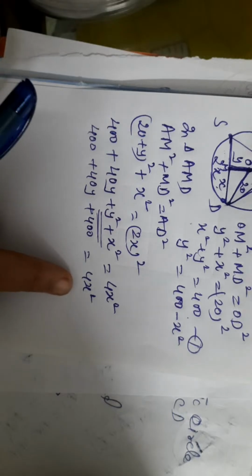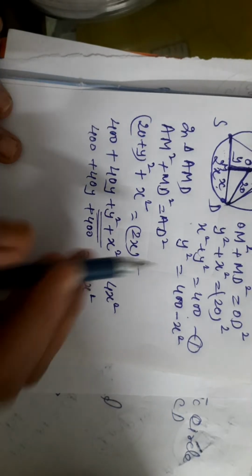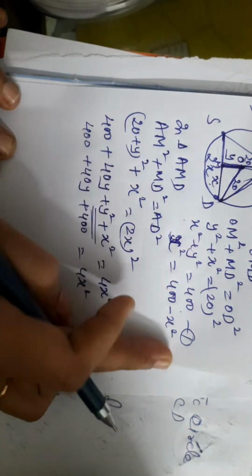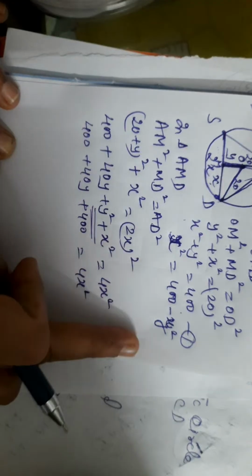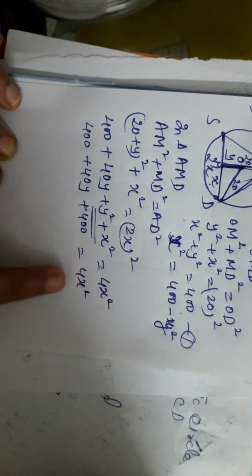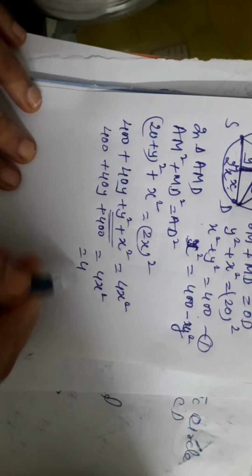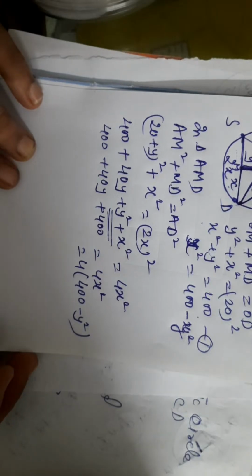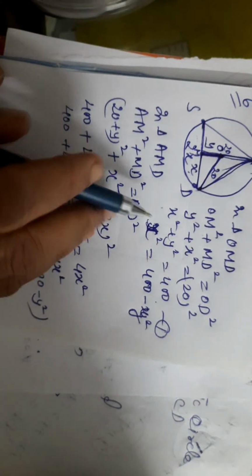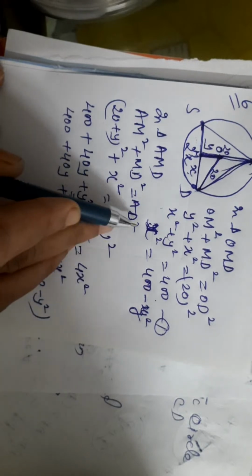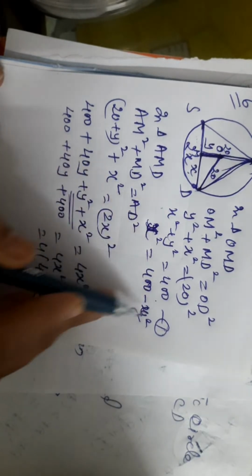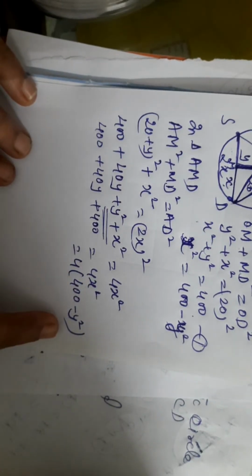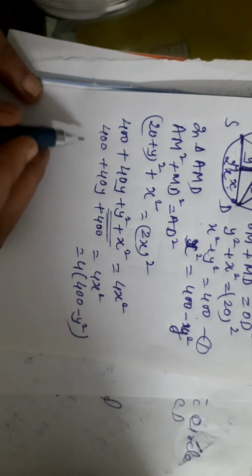Thus we will replace this x square. Already here I replaced y square. If I keep x square here and shift y square to that side, it will be 400 minus y square. So here x square can be replaced with 400 minus y square. Once again I am repeating: here x square plus y square is 400, so x square will be equal to 400 minus y square. Replace this x square with 400 minus y square and continue with the remaining equation.